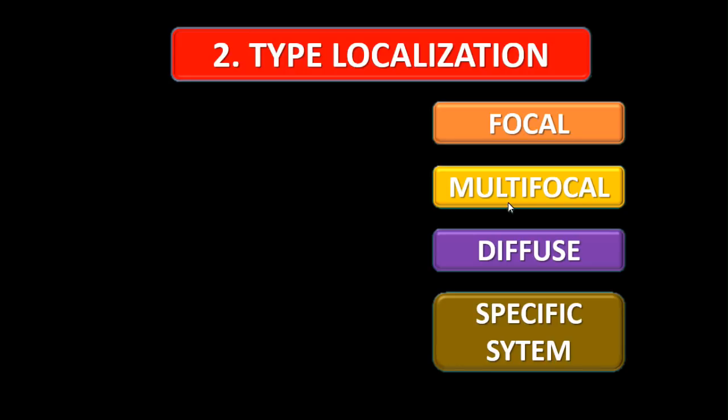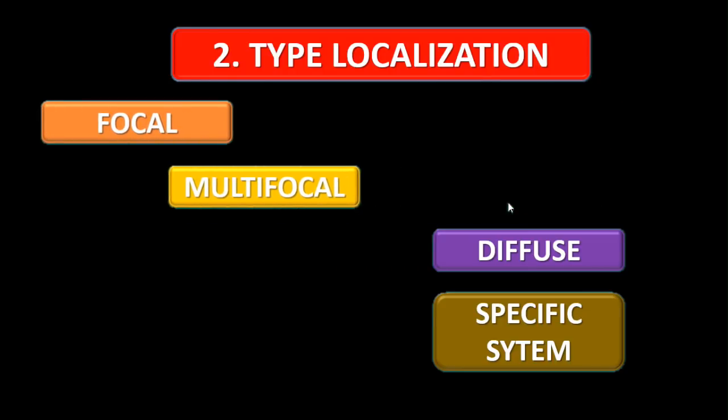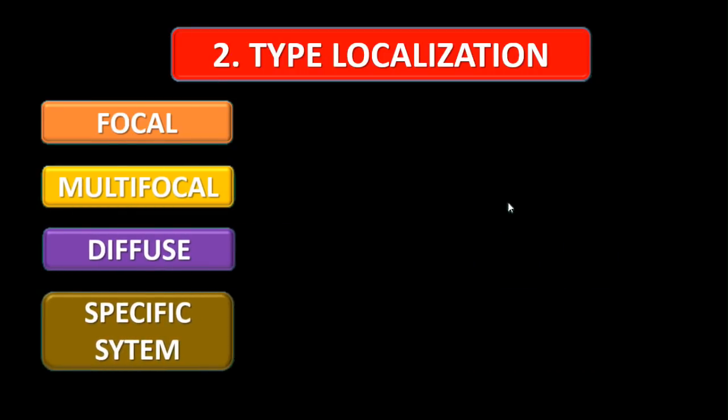Type localization can be derived after doing your history and neurological examination and deciding what part of the nervous system is or are involved. But of course, even as early as history taking, you can already have an inkling of what part of the nervous system is involved. So, the lesion can be focal, okay? It will be focal, multifocal, diffuse, or can involve a specific system of the nervous system.